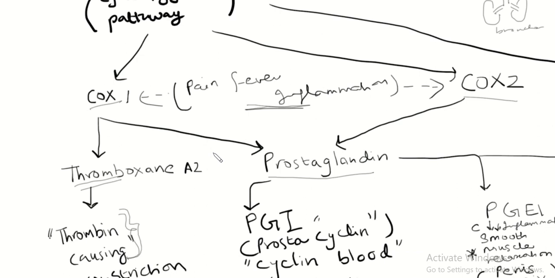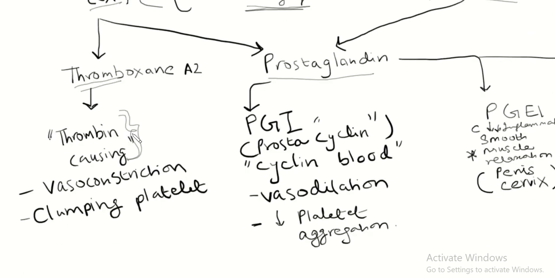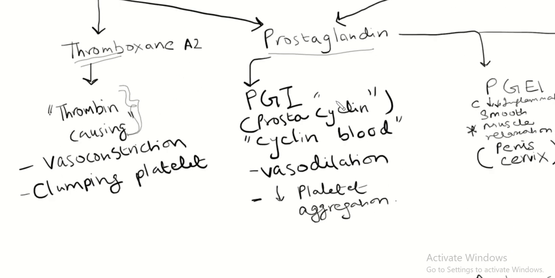I'm rhyming today. The other two are COX-1 and COX-2. Both of them give you fever, pain, and inflammation. However, they've got some other specific functions. COX-1 acts on thromboxane A2 and prostaglandin, and COX-2 just acts on prostaglandin pathways. Now, thromboxane is thrombin causing, causes vasoconstriction and clumping of the platelets. COX-2 just acts on prostaglandins, and there's a few of them.